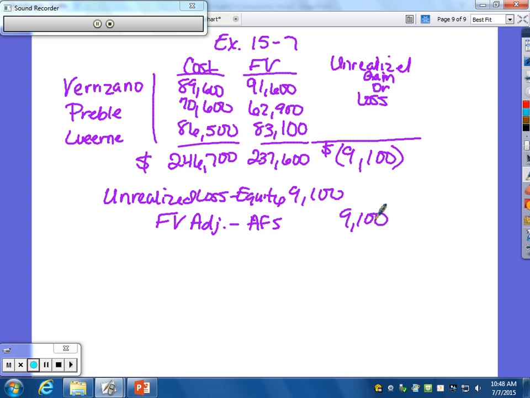Exercise 15-9. On December 31st, 2013, Lou Jack Company held the following short-term available for sale securities. Lou Jack had no short-term investments prior to the current period. Prepare the December 31st year-end adjustment entry to record the fair value adjustment for these securities. Didn't we just do that? Something like that. Okay. Yeah.